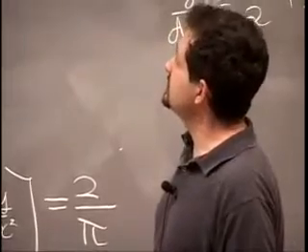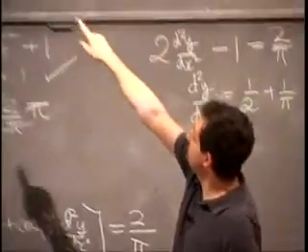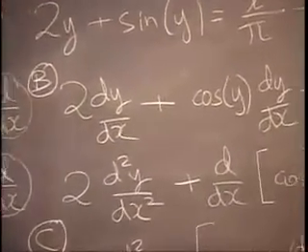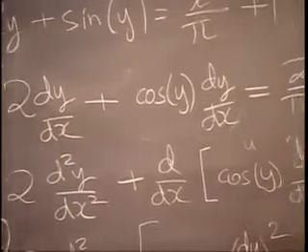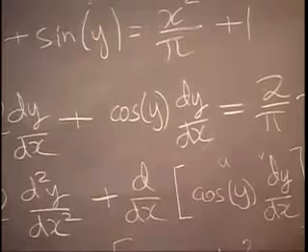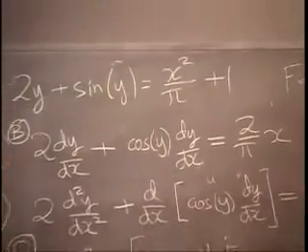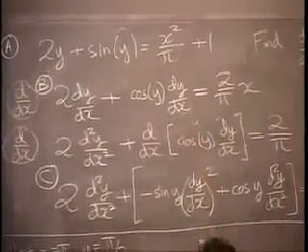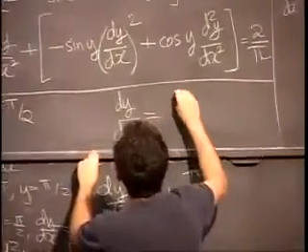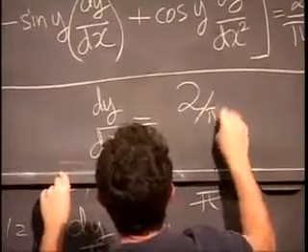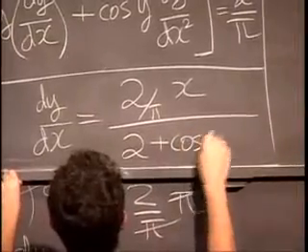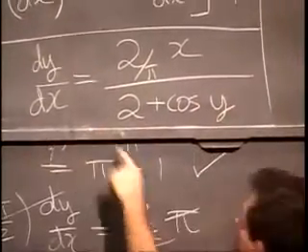Okay, so the question is, from equation B up there, if we can just focus on the second line up there, we have equation B. Why not make dy/dx the subject, or solve for dy/dx, and then differentiate? And you could do that too. I did mention this. If I do make dy/dx the subject, you get something like this, 2 over pi x divided by 2 plus cosine y. That is another way of writing B.